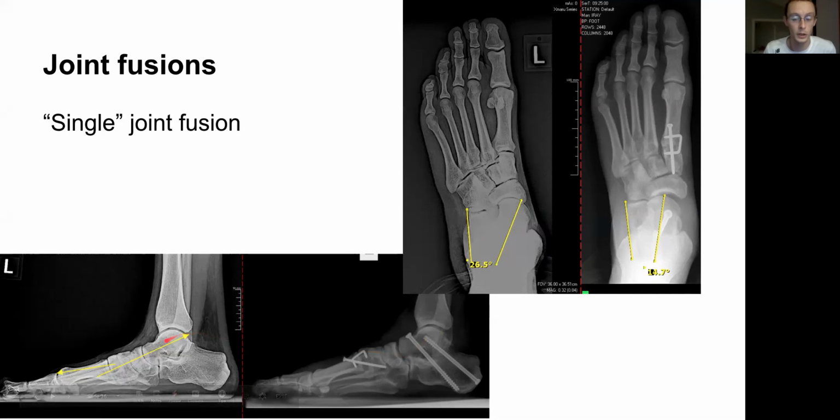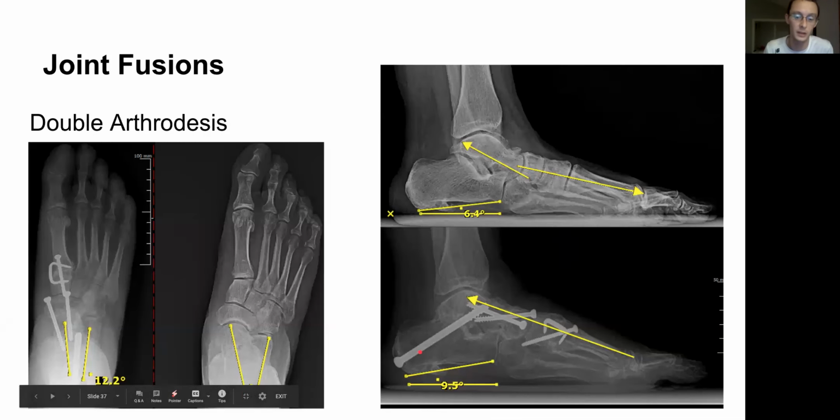But the ultimate end result, you can see surgically, we propped the talus back up where it belongs, and we fused it to the calcaneus. We plantar flexed, basically stabilized that arm of the first metatarsal for that part of the tripod. And so we fixed those two arms of the tripod, and that gave this guy a lovely, stable foot that he's able to do everything he wants to do now. So that's what a single joint fusion looks like.